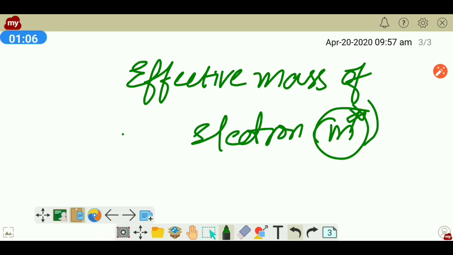This quantum free electron theory has some assumptions which are called postulates. We are going to discuss the postulates at the last, but first of all, let us go with the derivation. Let us derive the equation for the electric conductivity by using the principles of quantum mechanics, right? So here mass is not treated as a constant. Remember this point. It keeps changing, so it is called the effective mass of the electron, right?